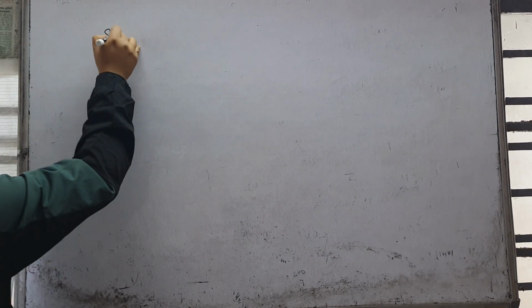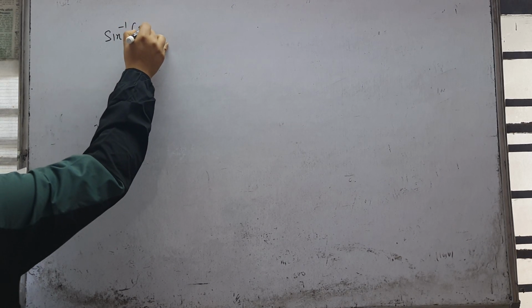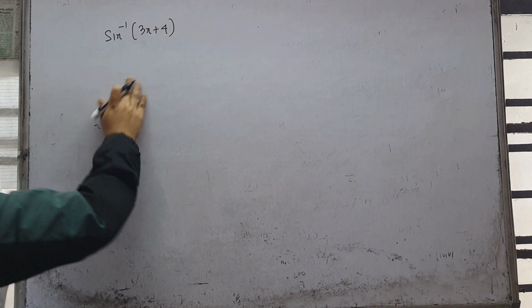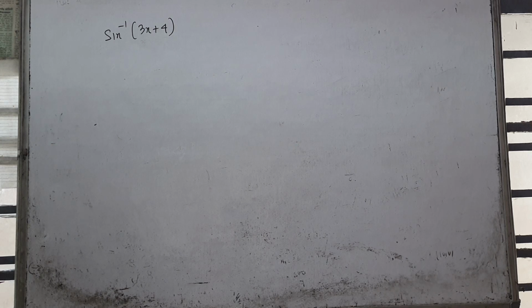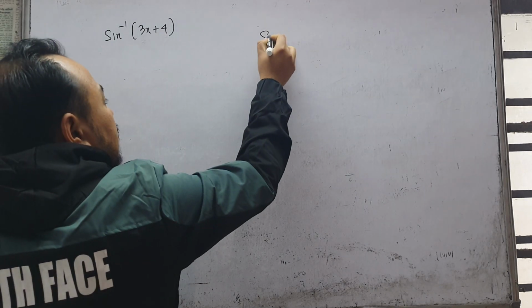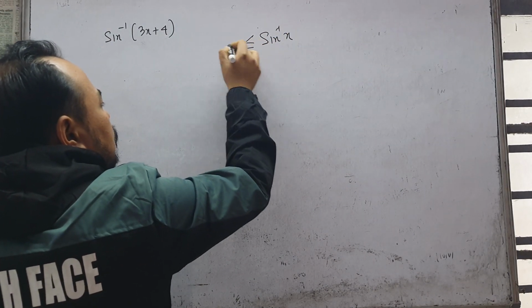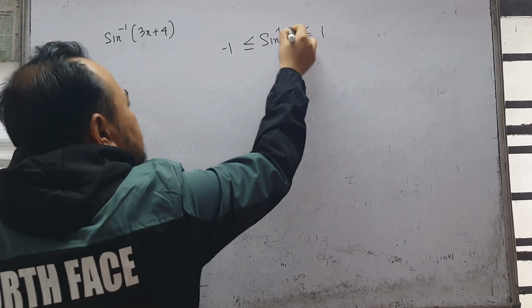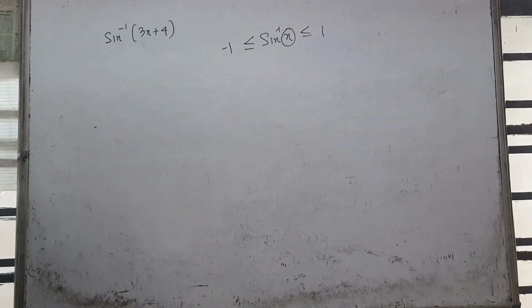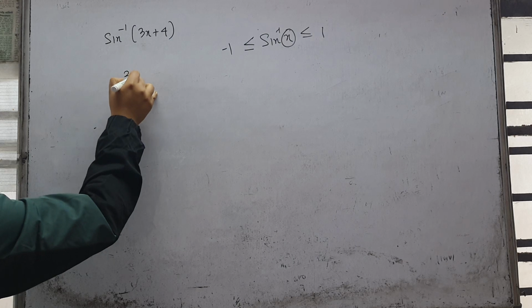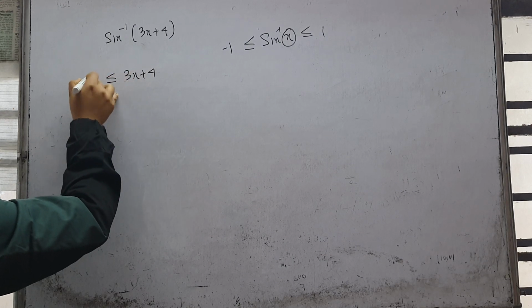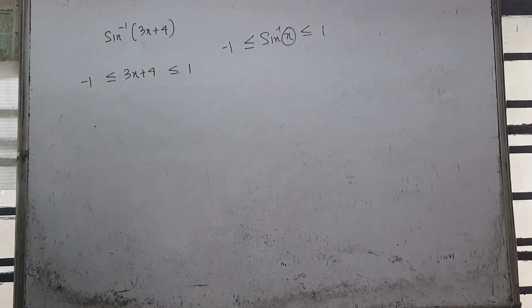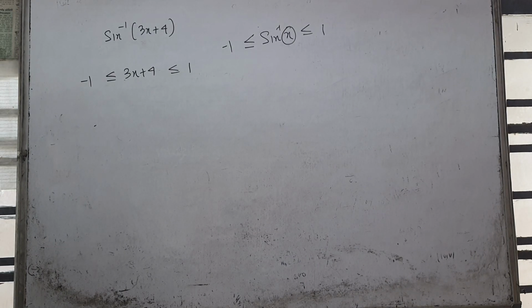What about this please? If they tell you to find the domain of a 1 mark question, we have done these type of questions a lot. The domain of sine inverse of 3x plus 4. Is it clear? How would you do this, everyone? Remember what I told you? Sine inverse x will lie between minus 1 and 1. So that means this value, 3x plus 4, will also have to lie between minus 1 to 1. Understood everyone? Minus 1 to 1.